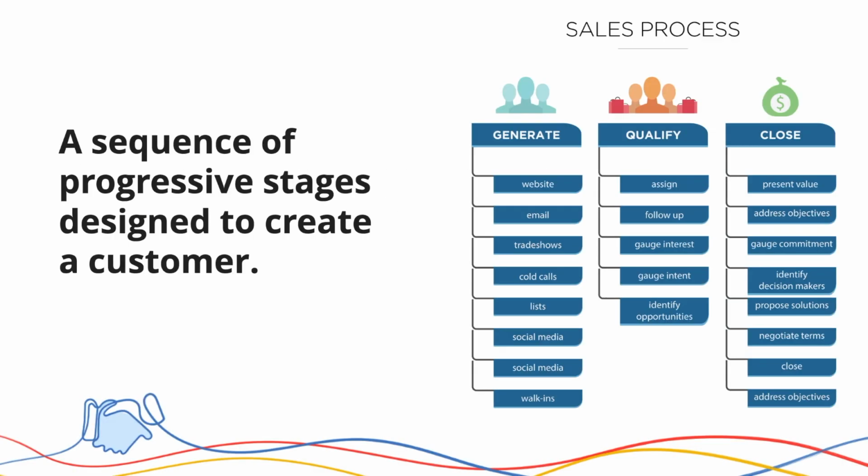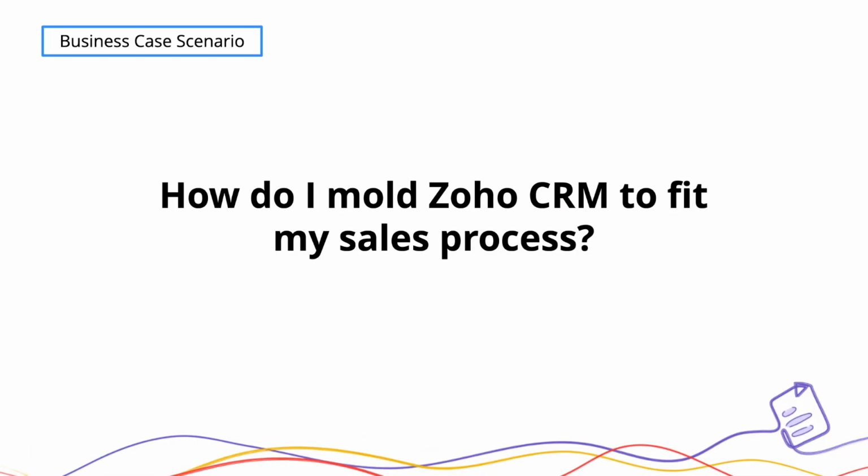So a quick cover of the sales process there. It's basically just going to be a sequence of progressive stages, and the end goal is to create a customer. So that's just your standard sales process graphic there. Again, this is going to be subjective to your business. You just want to be sure that before you dive in and start making all these changes and customizations, you're working across your teams and collaborating on how we want to be setting this up. So the standard question is, when you're starting off, how do I mold the CRM to fit my sales process?